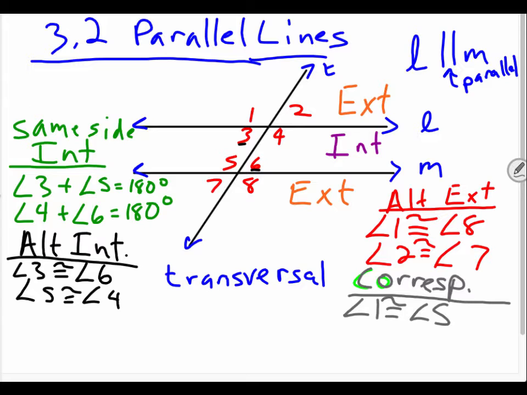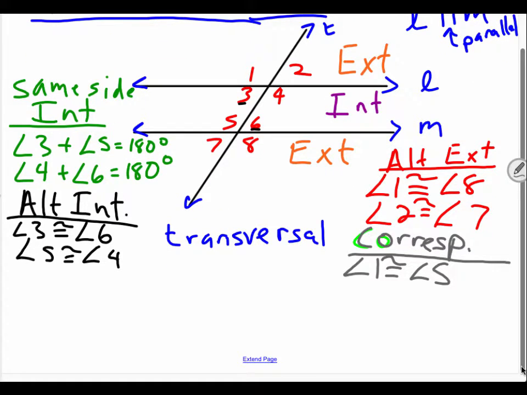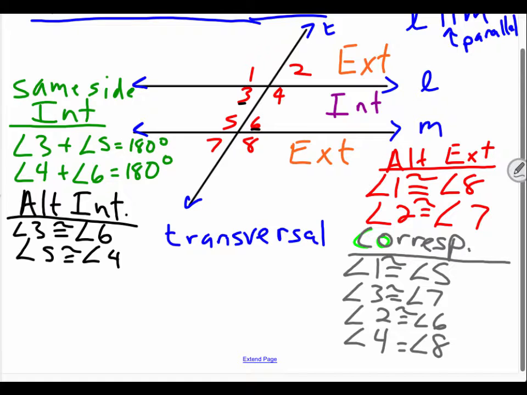That makes sense? Yes. And so now all of the corresponding angles, and they're always on the same side of the transversal. So angle 3 is congruent with angle 7. Angle 2 is congruent with angle 6. And angle 4 is congruent with angle 8. All right? Does that make sense?